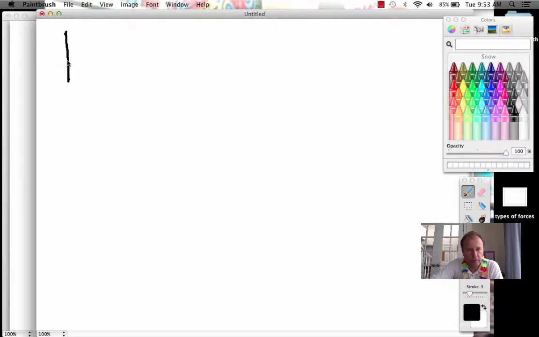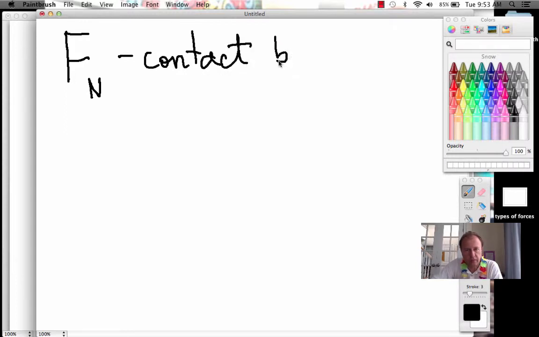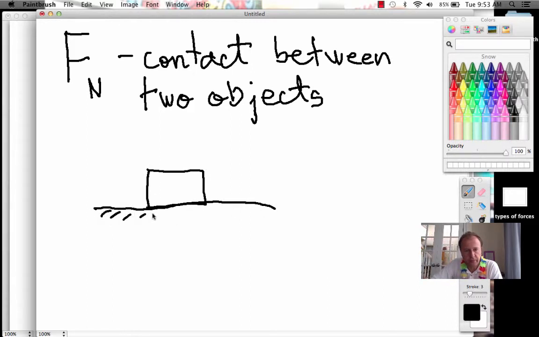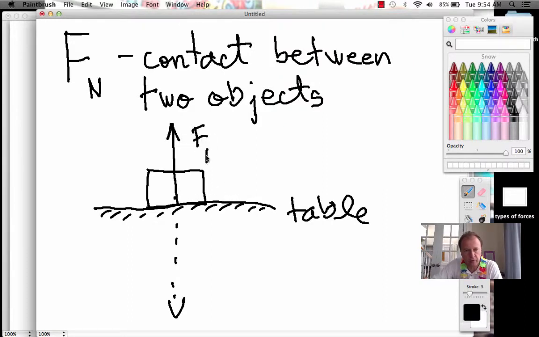We have the normal force. Now, the normal force comes at the contact between two objects. The most common typical situation is if you have an object sitting on a table. If the table is missing, you remove the table, the object is going to go down. Therefore, there has to be a force that holds it in place when it sits on a table. And that is the normal force.